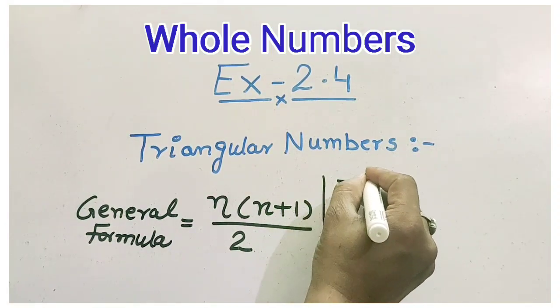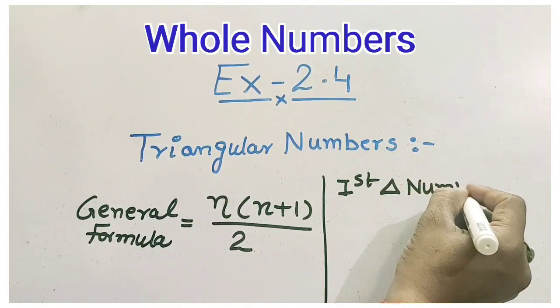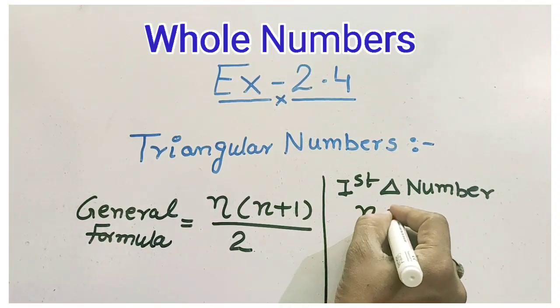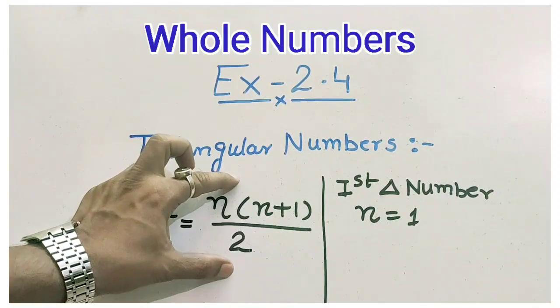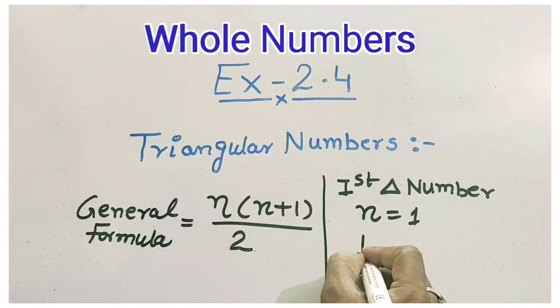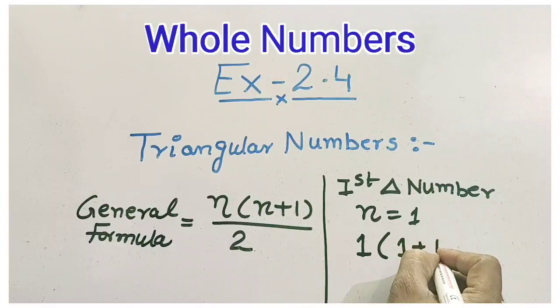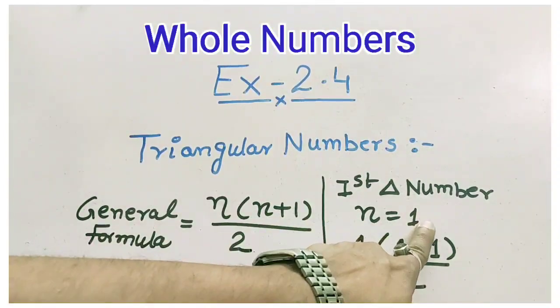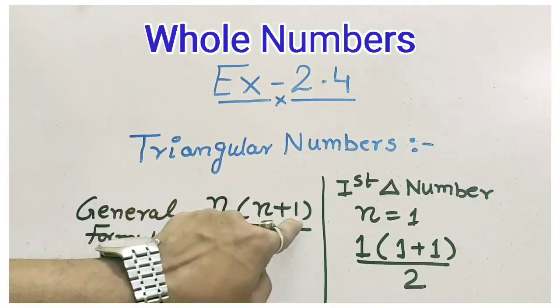If you want to find the first triangular number, n will be 1. Clear? Put the value of n in the given formula. 1 into (1 plus 1) upon 2, as n is equal to 1.